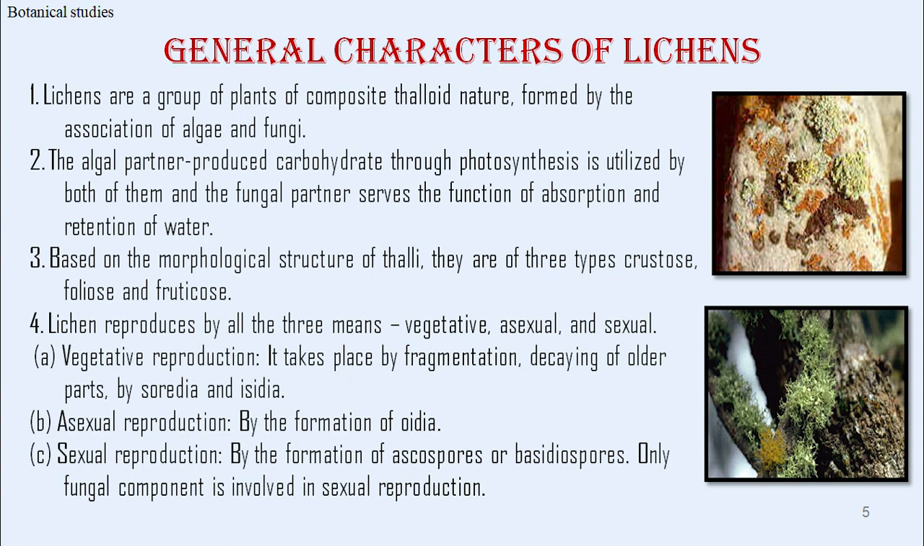Lichen reproduces by all three means: vegetative, asexual, and sexual. Vegetative reproduction takes place by fragmentation, decaying of older parts, soredia and isidia. Asexual reproduction is by formation of oidia, and sexual reproduction by formation of ascospores or basidiospores. Only the fungal component is involved in sexual reproduction.